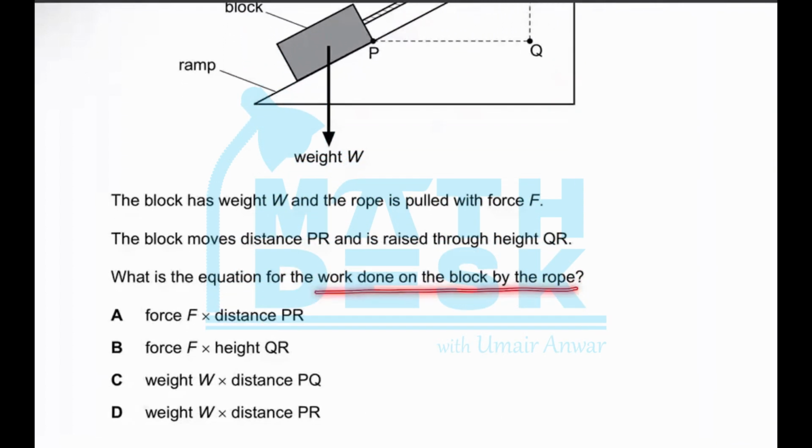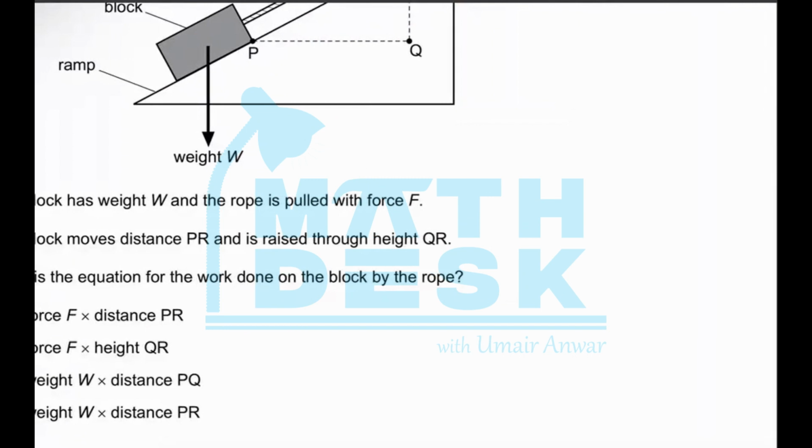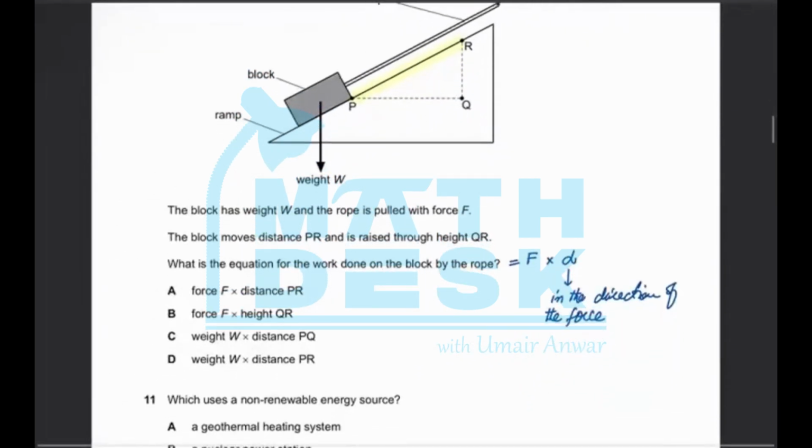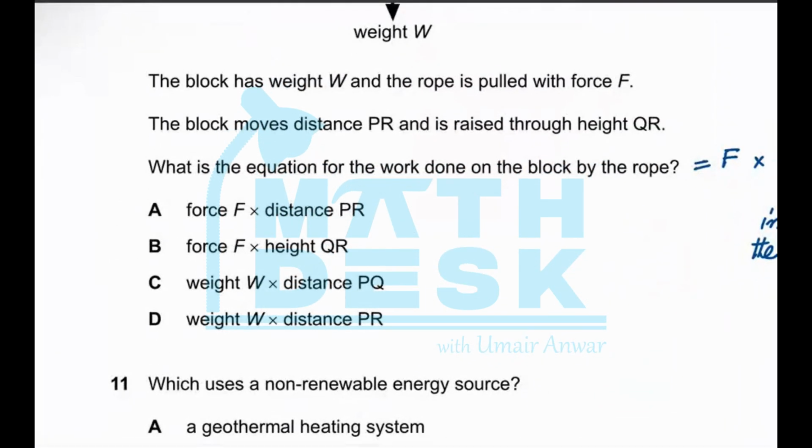So the work done is defined as the product of force and the distance, and this distance is covered in the direction of the force, in the same direction as the force is being applied. So we would see that the work is being done under the influence of this force F, and the distance which is being covered in the direction of the force is this PR. So the block is moving in this direction. The distance being covered is PR. So out of the given options, force F and the distance PR would be the correct one.